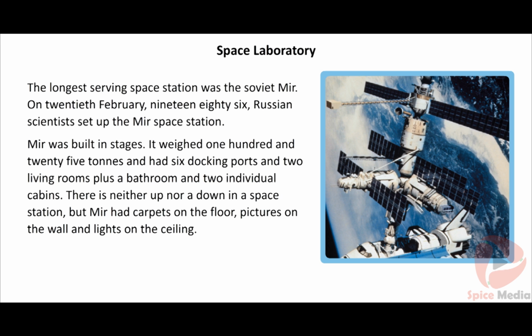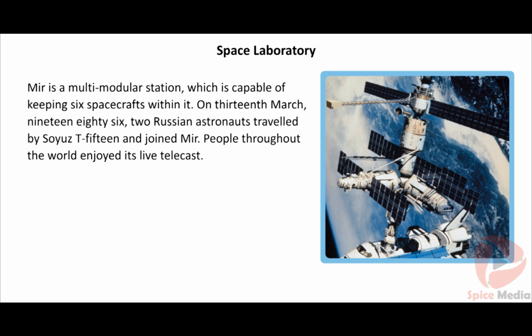There is neither up nor down in a space station. But Mir had carpets on the floor, pictures on the wall, and lights on the ceiling. Mir is a multi-modular station which is capable of keeping 6 spacecraft within it. On 13th March 1986, 2 Russian astronauts traveled by Soyuz T-15 and joined Mir. People throughout the world enjoyed its live telecast.